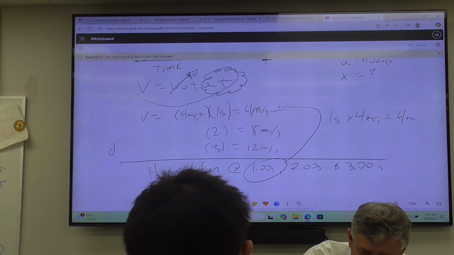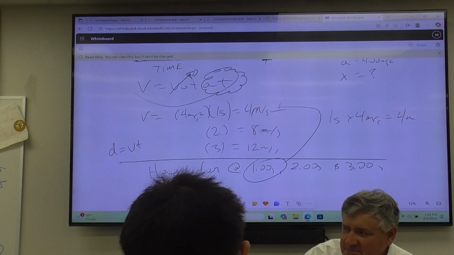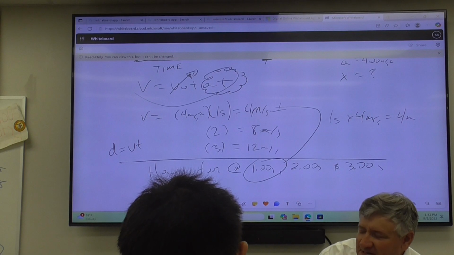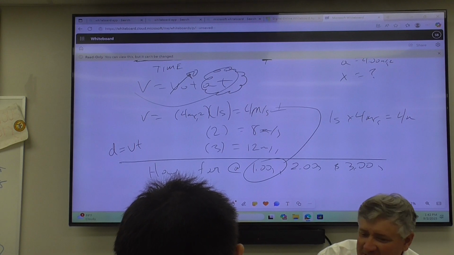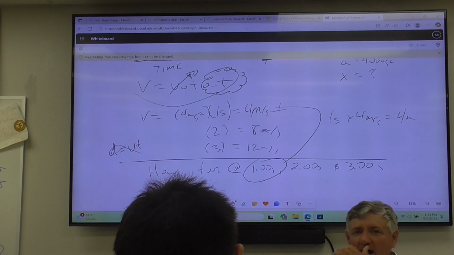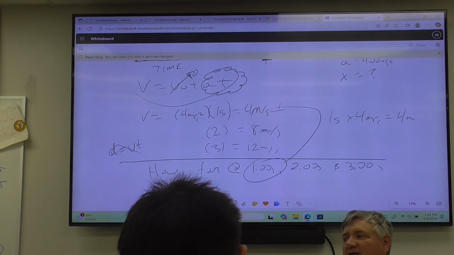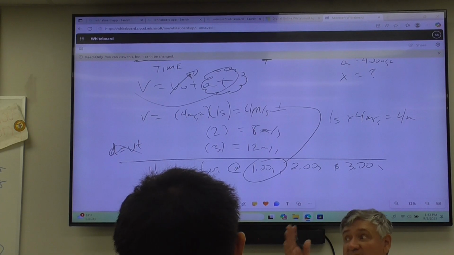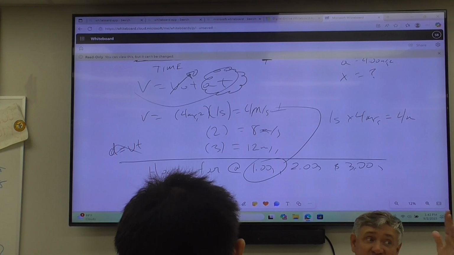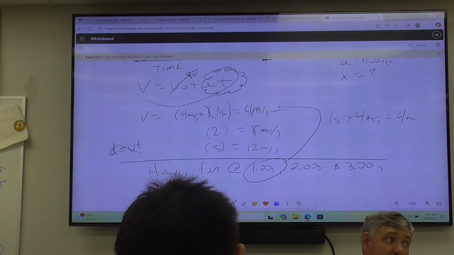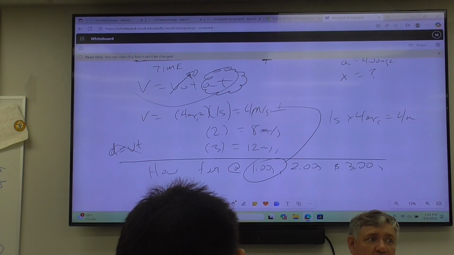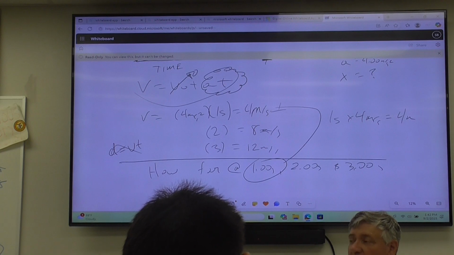What's the only time you can use distance equals velocity times time? Velocity is constant. Is this a constant velocity? No. What's the only time it's going 4 meters per second? At 1 second. It was at some point going pi meters per second. At some point it was going 3.8 meters per second. At some point it was going 0.2 meters per second. Okay? Velocity was continuously changing.